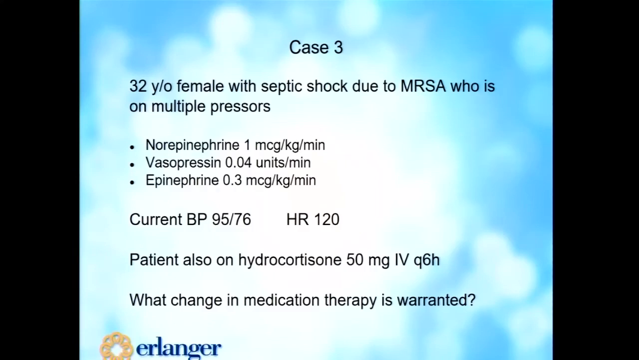Yeah, drop the epi. So if you calculate the MAP, it's actually over 65. I don't know the exact number off the top of my head, but it's a good MAP. So in that case, trying to wean off some of the vasopressors is a good idea. It's just a reminder that you don't always have to add something just because someone is getting better or getting worse. You can utilize what you've already got going.